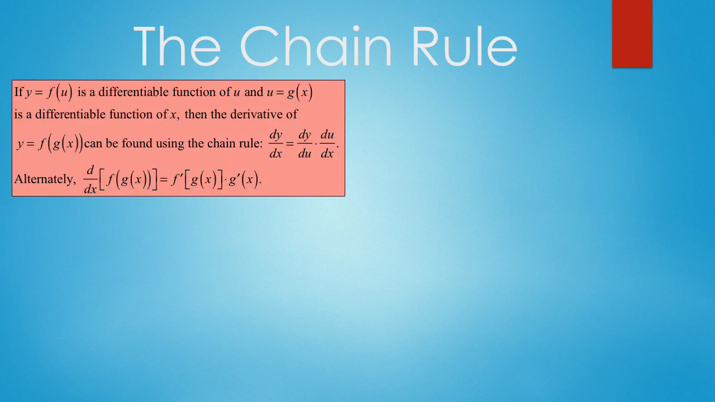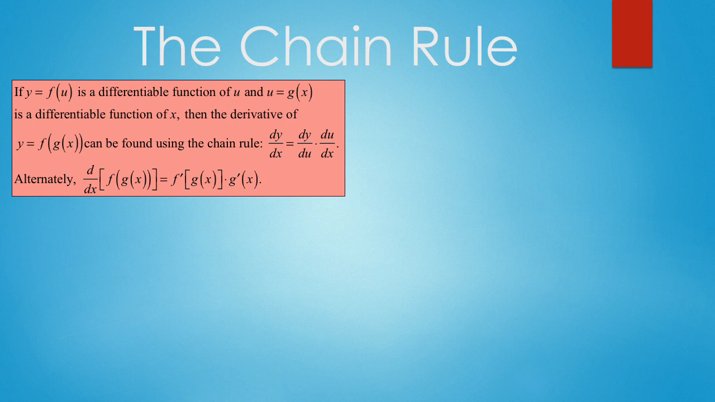We start off with y being a differentiable function f of u, and u can be written as a differentiable function g of x. If we want to take the derivative of y equals f of g of x, we can do this using the chain rule, expressing it as dy/dx equals dy/du times du/dx.